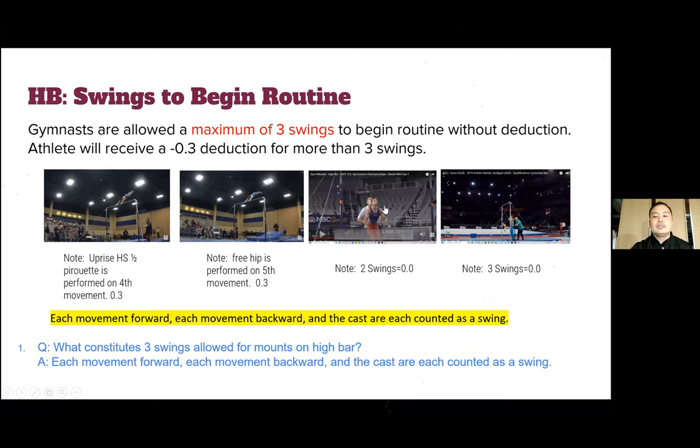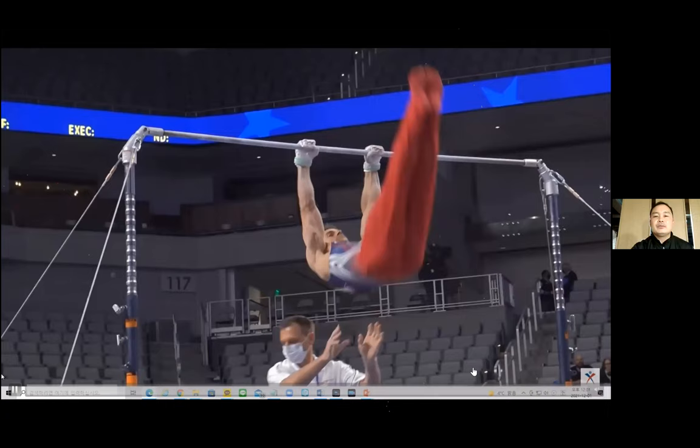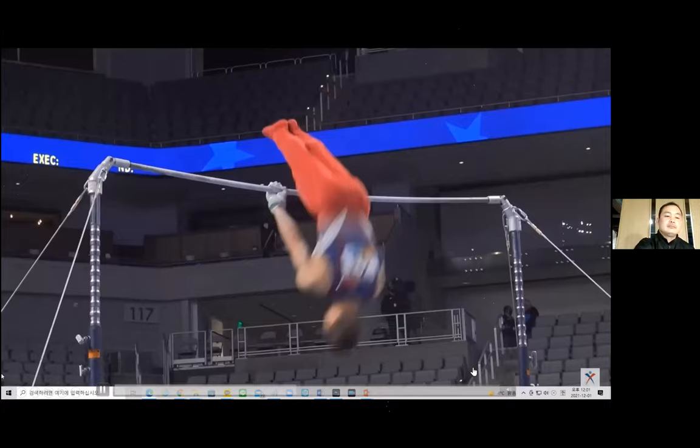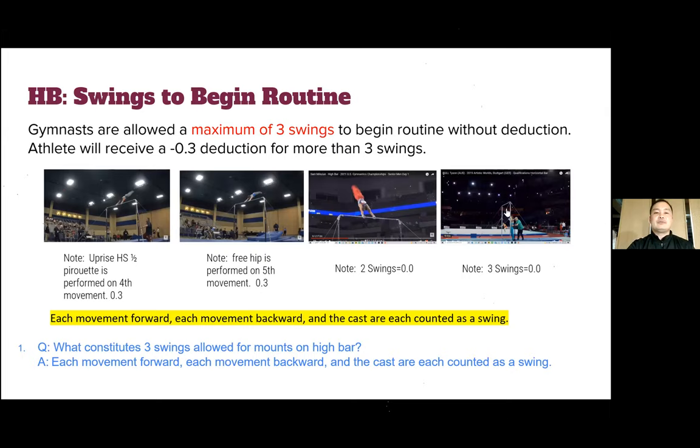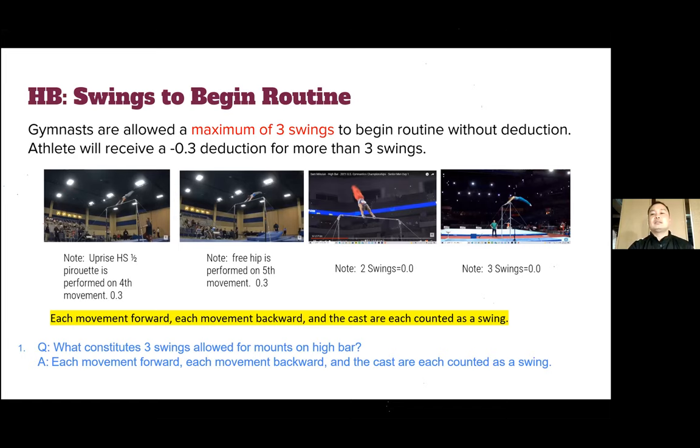This is a no deduction. 1, 2, 3 circle. Okay. No deduction, less than three swings. Maximum of the three swings allowed. Push. 1, 2. Yes. Three swings. In this case also no deduction. But maybe FIG judging course, they will explain more clearly this kind of the rules.